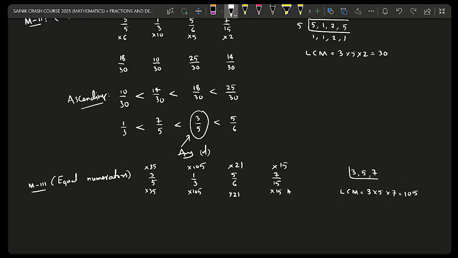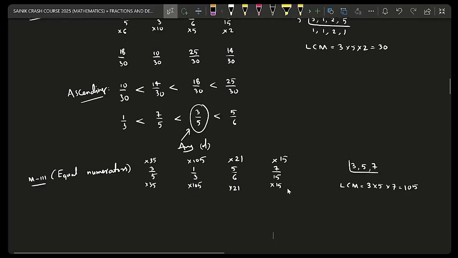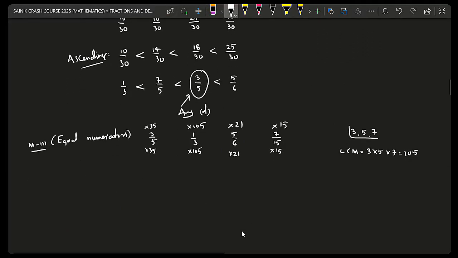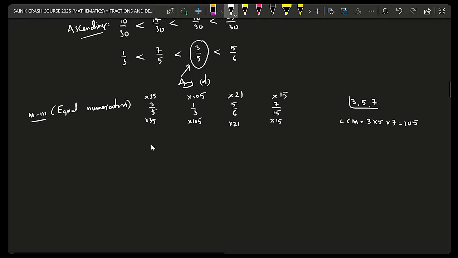Now let us simplify this. So 35 into 3. All the numerators we already got as 105. So this is 105 divided by, now the denominator, 35 into 5. What did you get? 35 into 5.